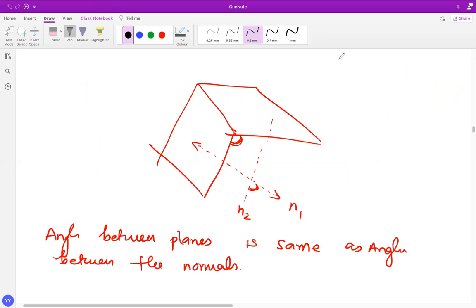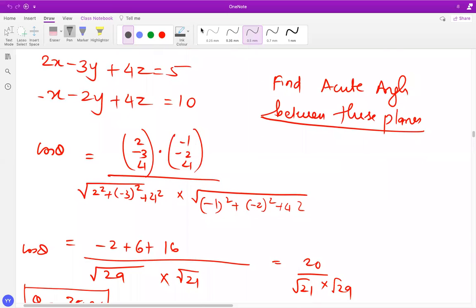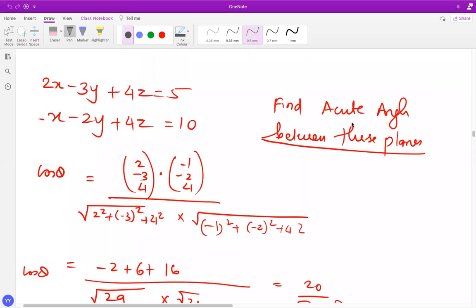Now, as far as the second part is concerned, here is one more example. In case I wanted to find the acute angle between these two planes, first you take the normal, which is 2, negative 3, and 4, and the normal to the second is negative 1, negative 2, and 4, and then you find cos theta. So cos theta of the normals is n1 dot n2 upon magnitude of n1 and magnitude of n2. This is how you find the angle between the two planes.